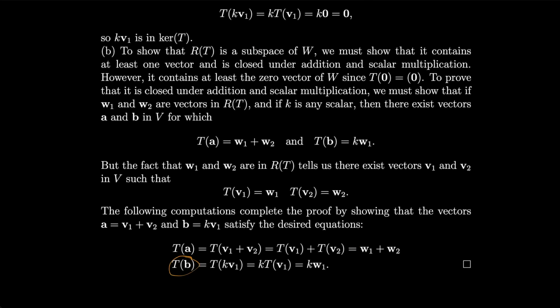How about T of b? Well, that would be T of k v1, and again we can pull out the constant, so that's k times T of v1, which must be k times w1. So this means that k times w1 must be in the range because it comes from b, which is in V.